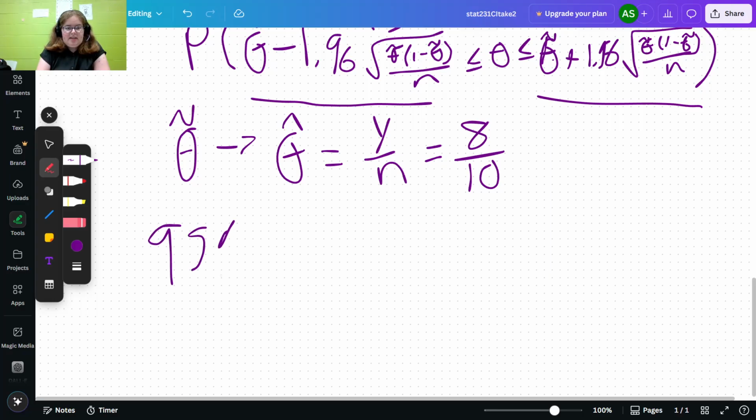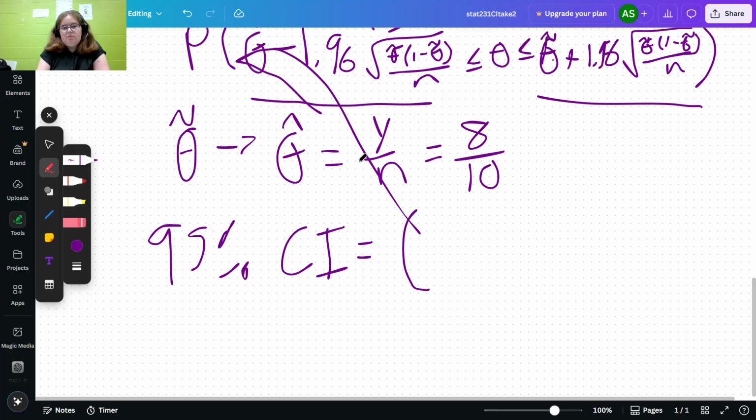So our 95% confidence interval is going to be, oh, I think it's because I keep pressing some button on my pen. Sorry about that.